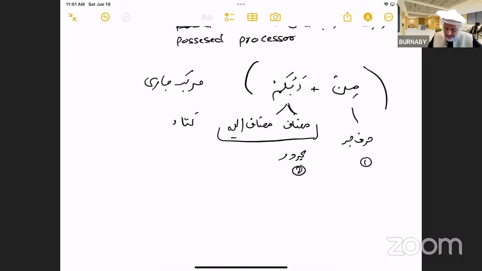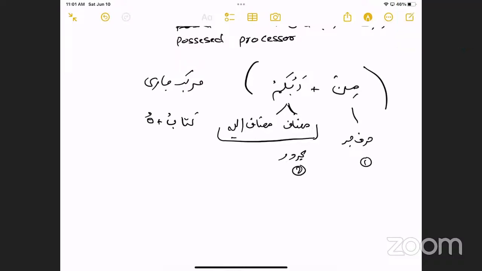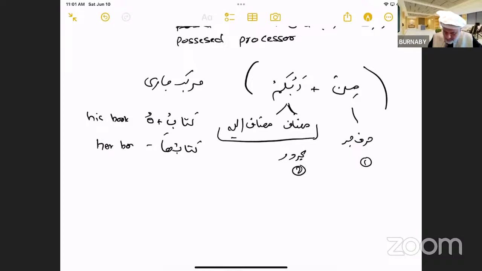Okay. How, for example, Kitab. Kitabuhu. What is the meaning? His book. Yes. Kitabuha. Her book. Yes. Can you say book of her?